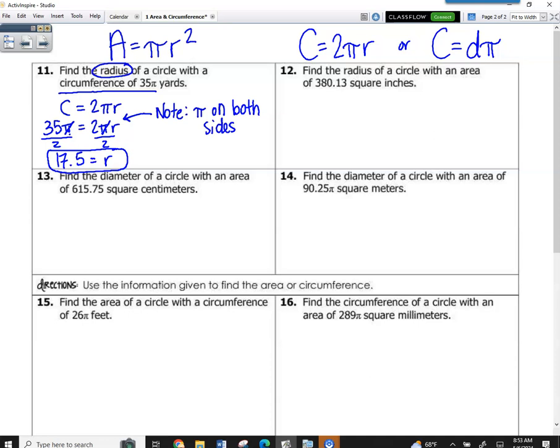Well, because you have a pi on both sides. So if I try to divide by this pi, it would cancel. And then to balance it, whatever I do to one side, I got to do to the other. So it'd cancel this one too.